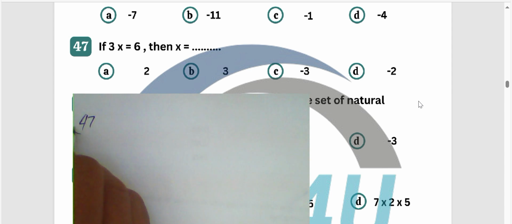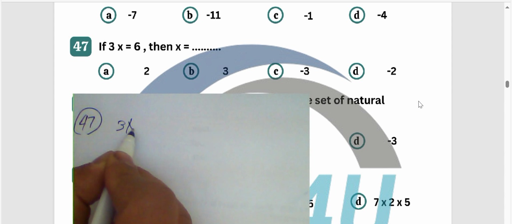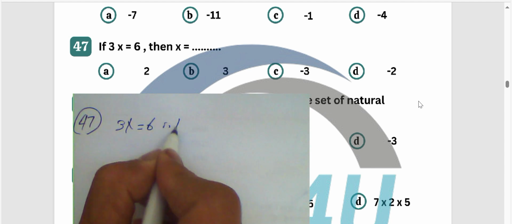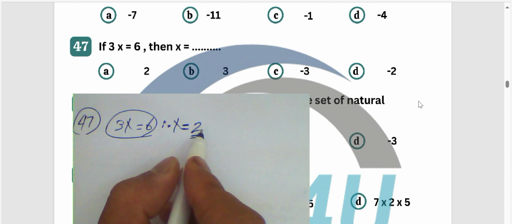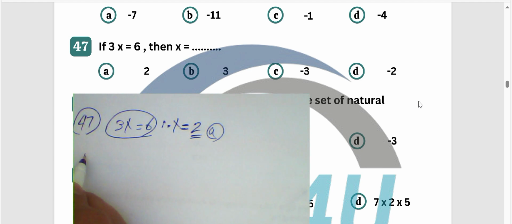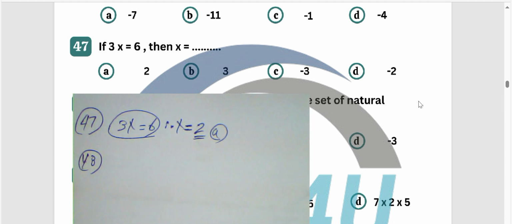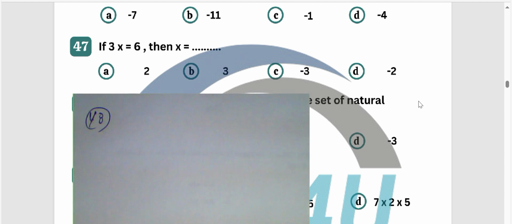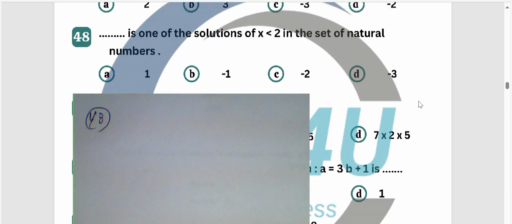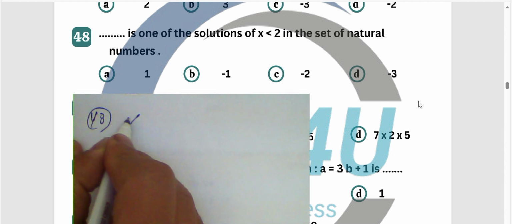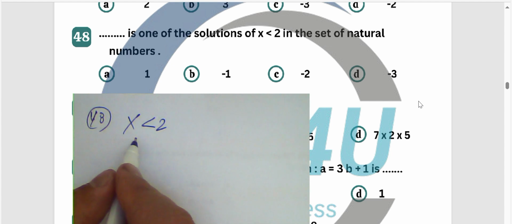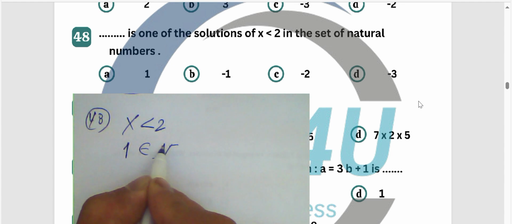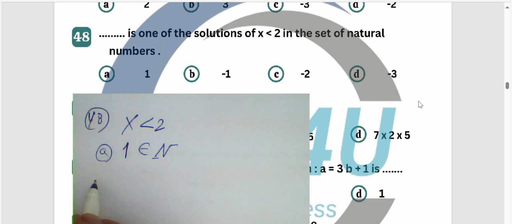47. If 3x equals 6, then the value of x will be what? 6 divided by 3 equals 2. Choose letter A. 48. Which one is a solution of x less than 2? Here, x less than 2 among the natural numbers. He asked about a natural number: 1, because 1 belongs to the natural numbers. Choose letter A.